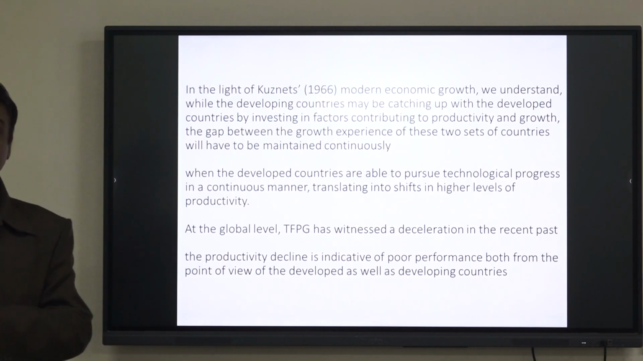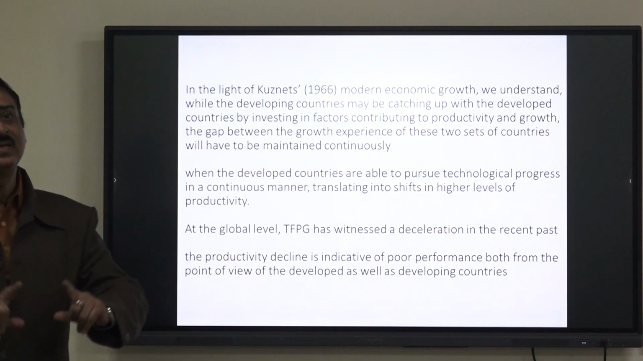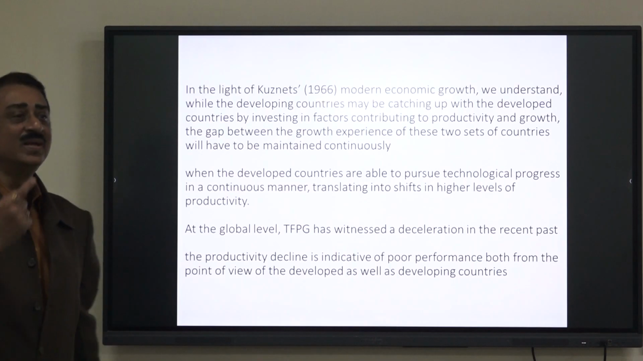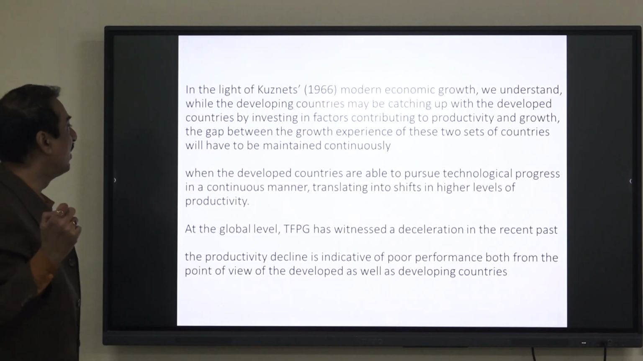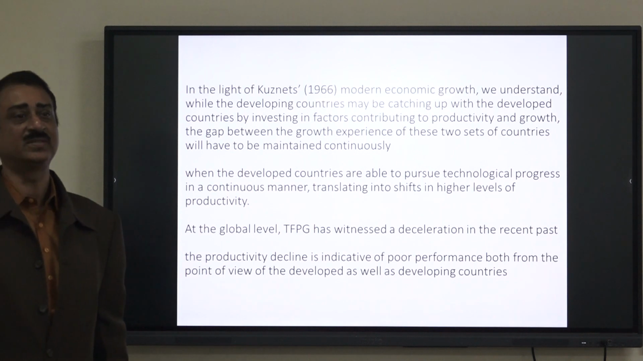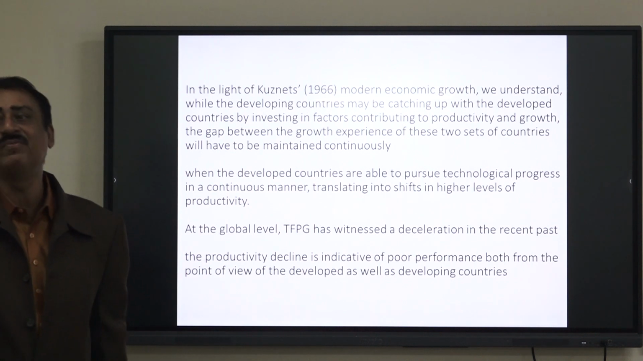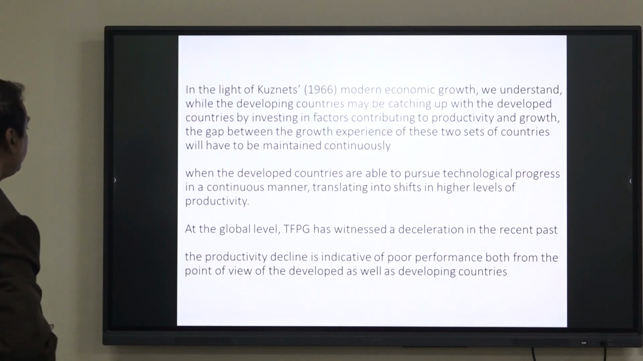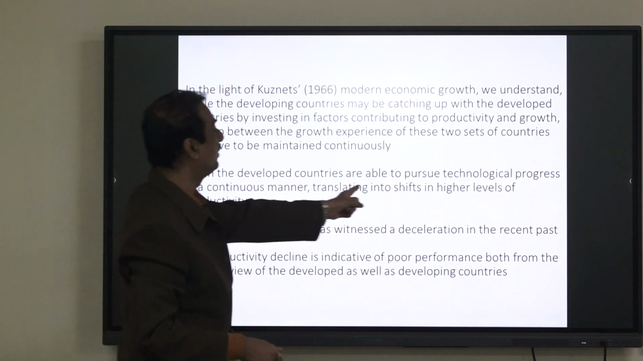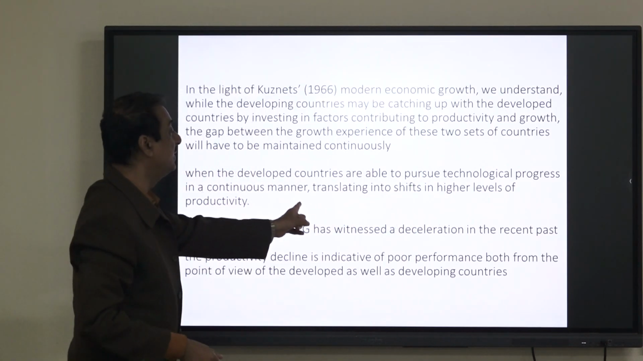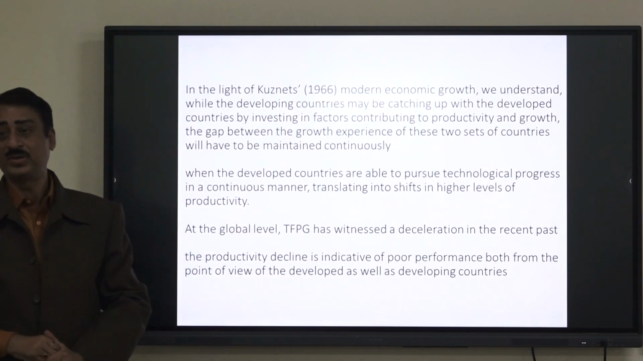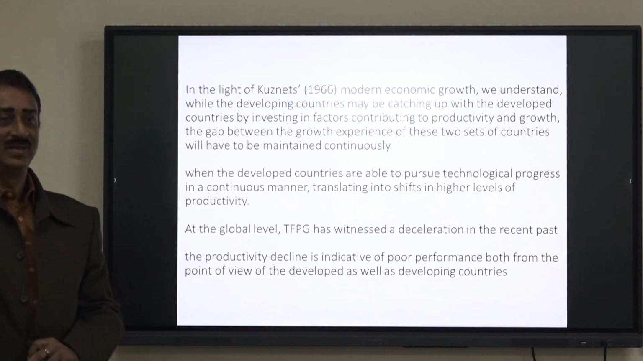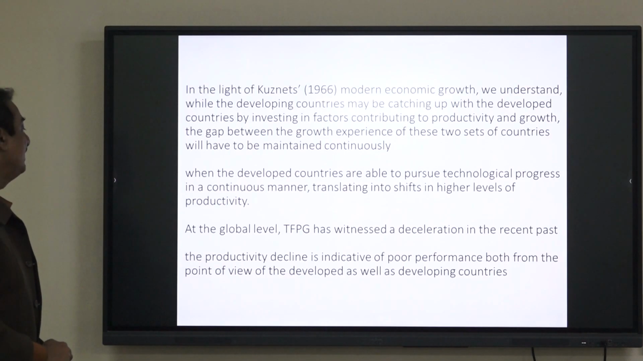The moment the developed countries sit down quietly, the developing countries will catch up, and once they catch up, the game is over. Therefore, to continue this process, it is very important that productivity growth takes place. And productivity growth will come only when this race is happening in a continuous manner. When the developed countries are able to pursue technological progress continuously, translating into shifts to higher levels of productivity, then only will the world experience a continuous trend of rising productivity.